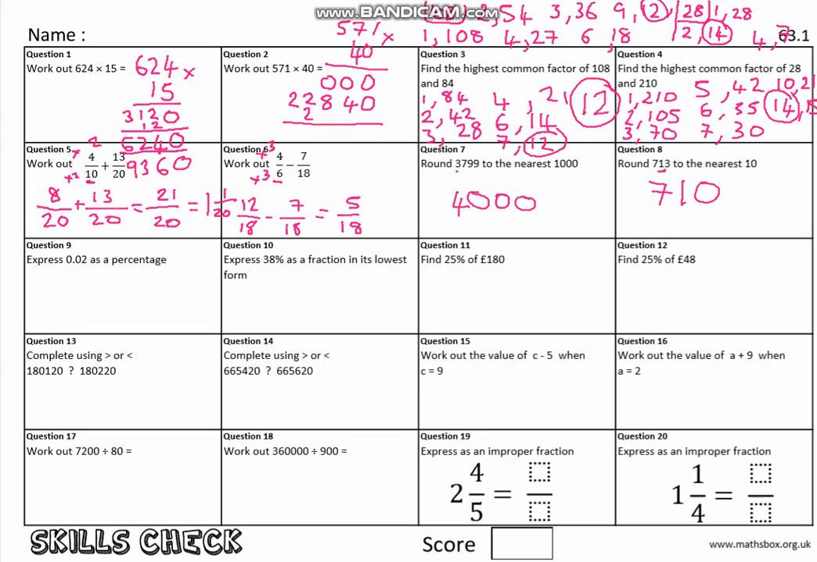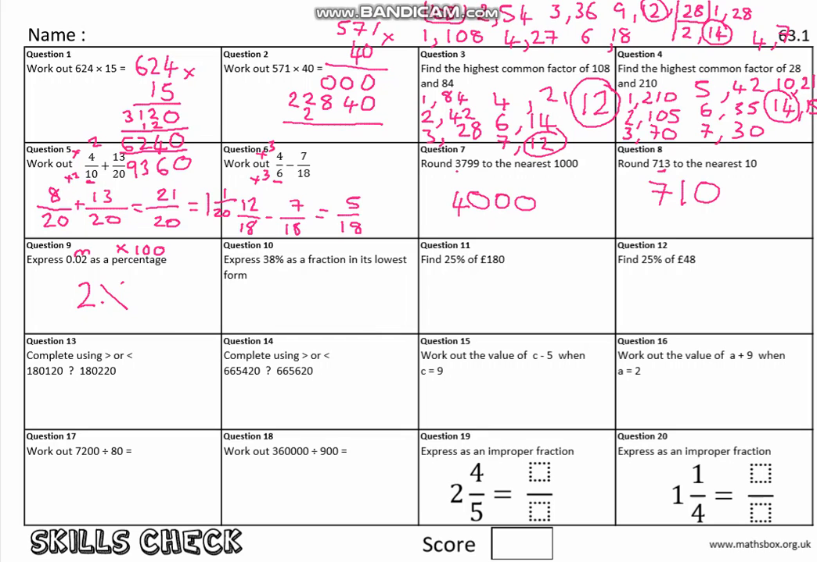On to the next one then. It says express 0.02 as a percentage. Now a percentage is out of 100. So if I've got a decimal and I want to turn it into a percentage, all I've got to do is times it by 100. That means I've got to move it forward 2 spaces. If I move it forward 1 and then 2, all I'm left with is 2.0, but we just have to write 2 and then we can write our percent. So 0.02 as a percentage is 2%.